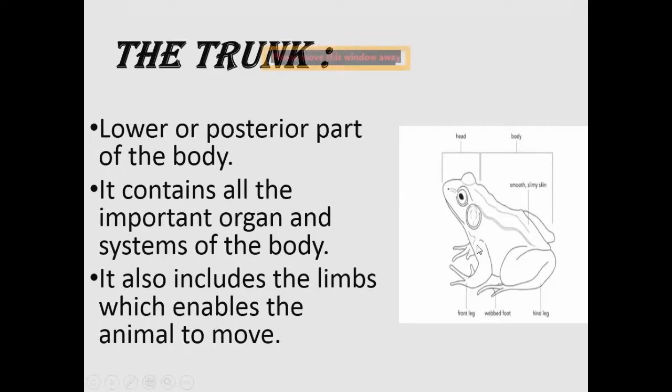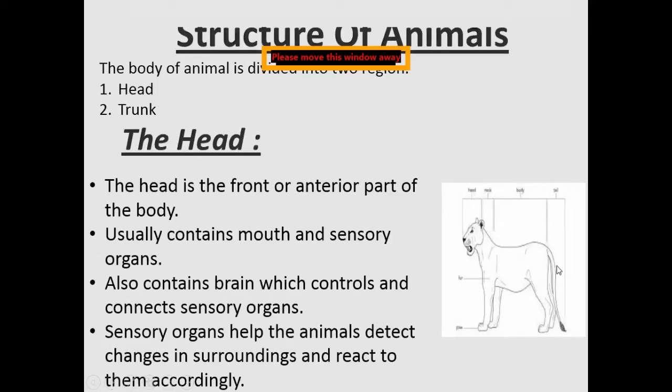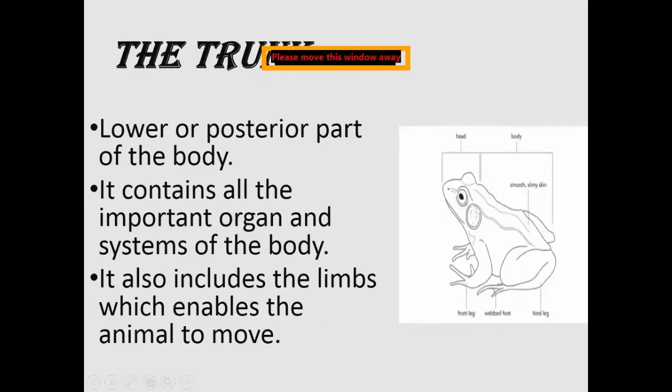So this is an example. This is a frog, which is without a tail. So this is a tailless example, and in the previous one, the animal has a tail. So this trunk region contains the tail, but in this example, it is tailless. So some animals have a tail and some animals are without a tail. The posterior or lower part of the body is called the trunk, and it contains all important organs or systems of the body.